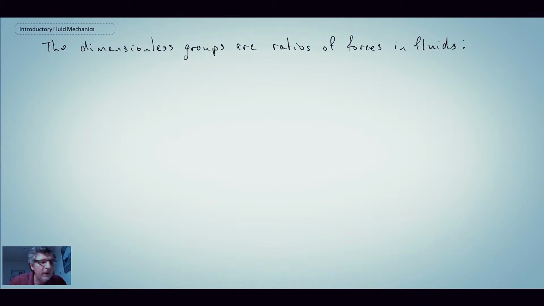Now, the physical significance of the dimensionless groups, let's take a little bit of time looking at that. If we look at a lot of the non-dimensional numbers that are important to fluid mechanics, it turns out that they are ratios of forces in the fluids. So we're going to look here at 6 different types of forces, and then we'll look at a number of ratios and the resulting very well-known non-dimensional numbers that result.